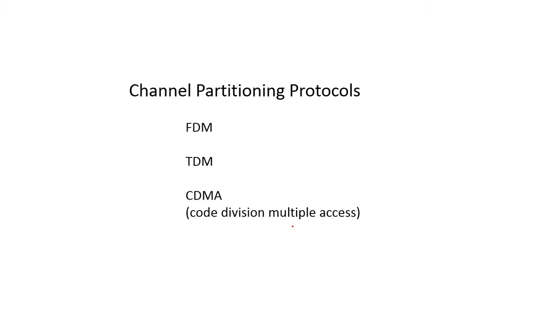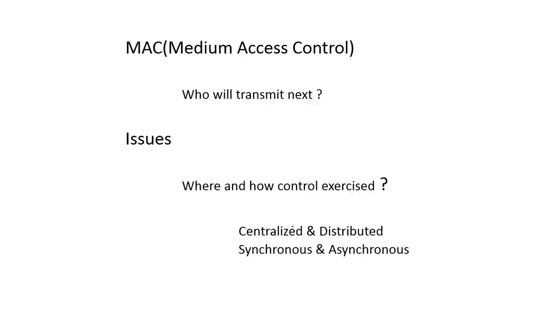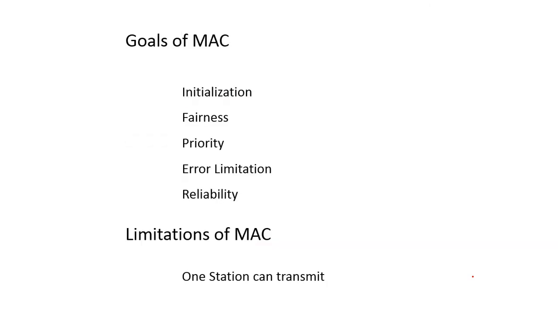We will discuss TDM first, but let me show you. Already we have discussed the need for medium access control. We require MAC to decide who will transmit next, and the issue of where and how control is exercised. Control can be exercised in a centralized or distributed manner, and in a synchronous or asynchronous manner.